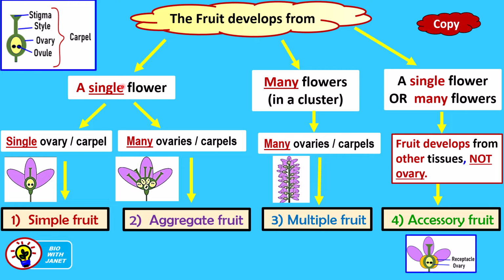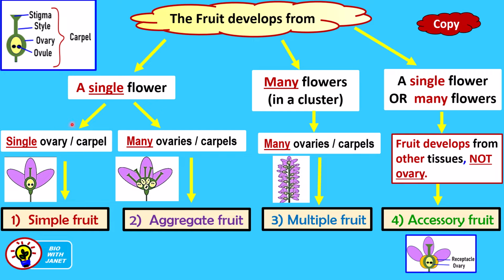The fruit develops from just a single flower, such as the tomato flower or the pea flower. And then it has a single ovary. One flower has one ovary. This is the normal type of flower. One flower has one carpel with one ovary. I usually refer to the ovary, not the carpel, but here I mentioned the carpel also.